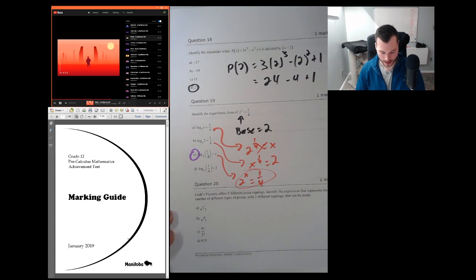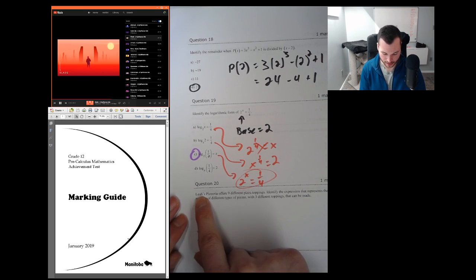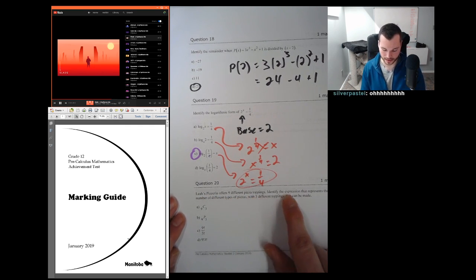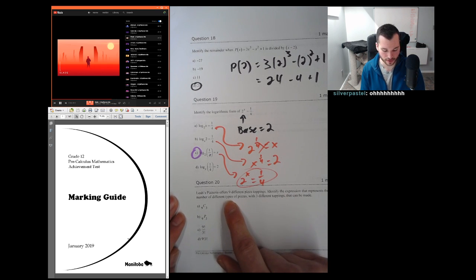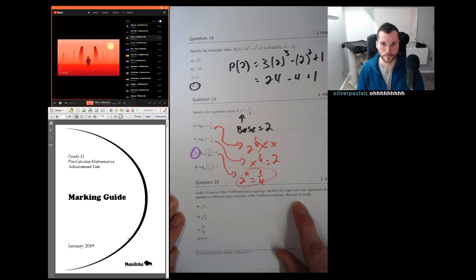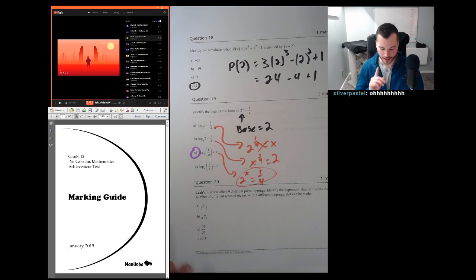Another 1 marker. Leah's pizzeria offers 9 different toppings. Identify the expression that represents the number of different types of pizzas with 3 different toppings that can be made. Okay, so here are a couple things that we want to make sure that we know about.